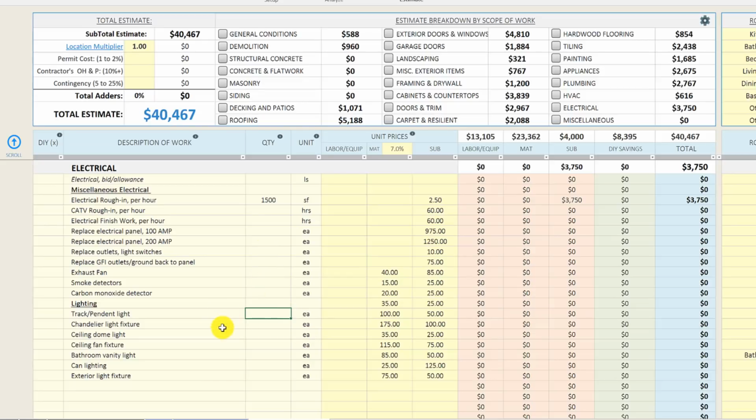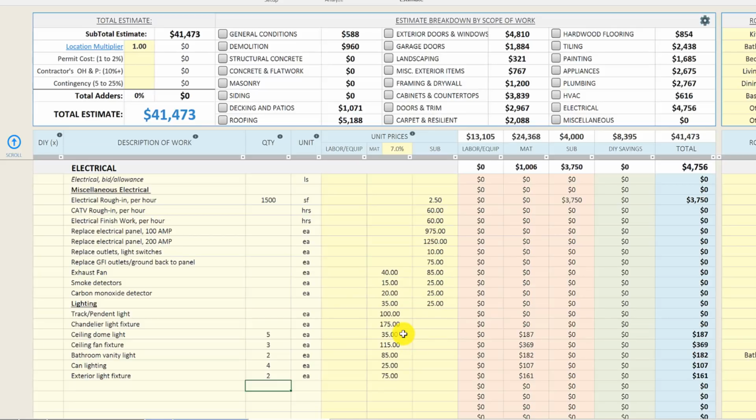So lighting here, we've got a bunch of different lists of light fixtures. Since our contractor's installing this, we can actually delete the labor work that we have in the column there. Track pendant lighting, I'm not sure if we had that. Chandelier, definitely didn't have a chandelier, but we had 5 dome lights throughout the property, and then ceiling fans in the bedrooms, and 2 vanity lights in the bathrooms, and then we did some can lighting, I believe, in the kitchen, so 4 can lights, and then exterior light fixtures on the front and back of the property.